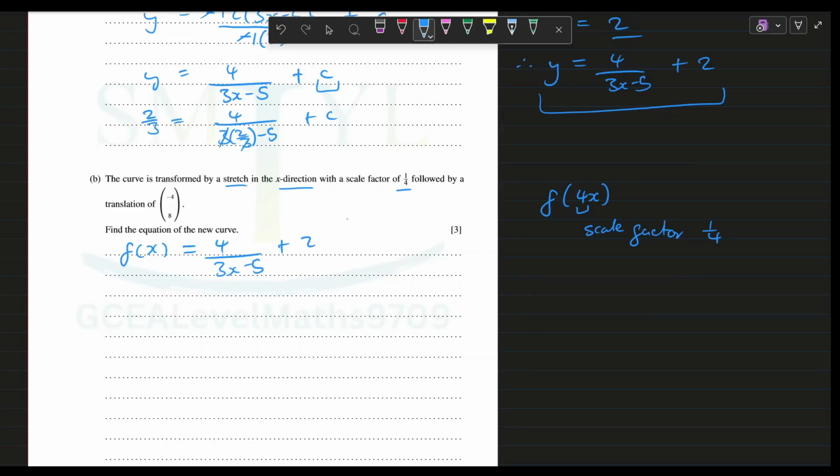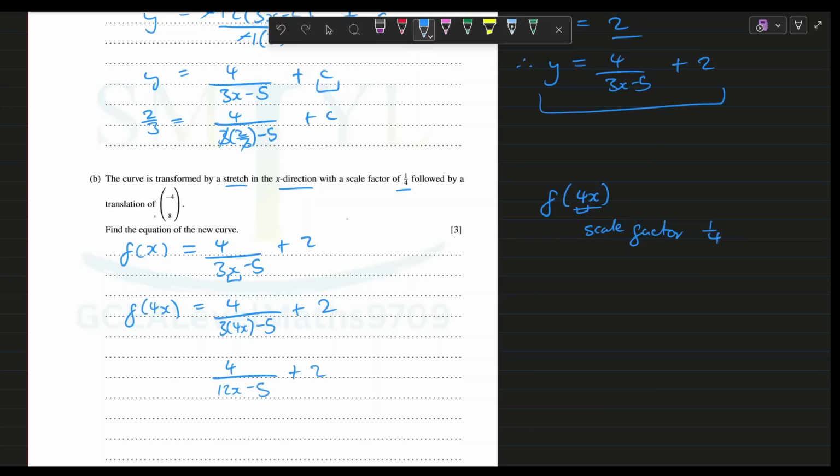So the scale factor here is a quarter, and that's exactly what they have given us. Okay, so it means to apply the stretch in the x direction by a scale factor of a quarter, we have to replace x with 4x. So that would become f of 4x is equal to 4 over 3 times 4x minus 5 plus 2. So that's going to be 4 over 12x minus 5 plus 2.